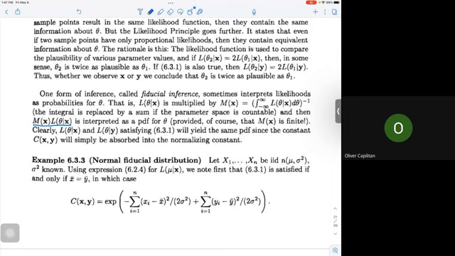The likelihood function is not necessarily the PDF of our parameter. In this case, the PDF of our parameter is actually the product of m of x and the likelihood function of theta given x.